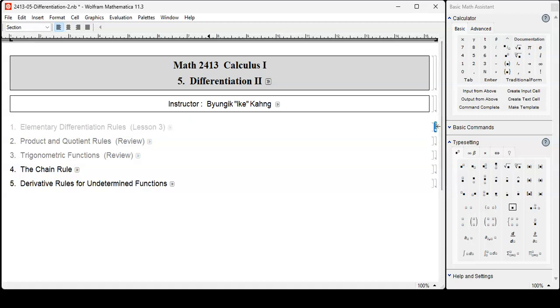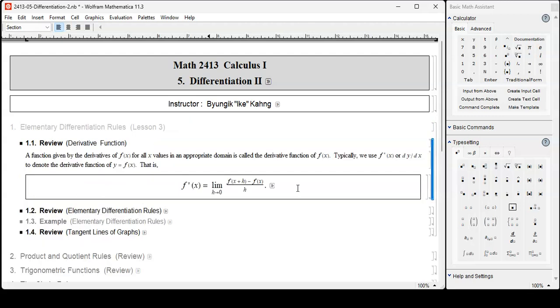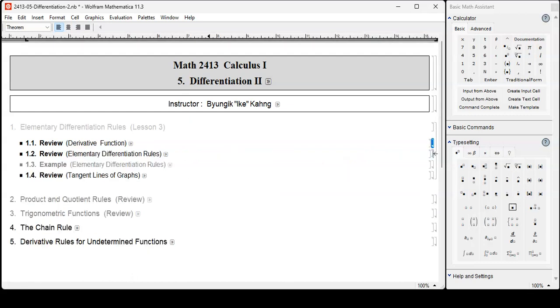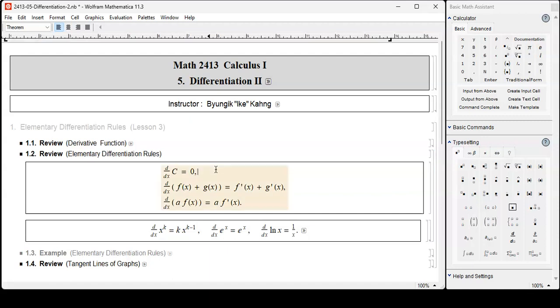In Lesson 3, we defined the derivative function like this using the Newton quotient. Yes, we could have used the average rate of change formula, and then we get an instantaneous rate of change function. We could have done that too. Either way, they're the same. And then we went through some differentiation rules. First, the constant rule, and then the addition rule, and then the coefficient rule.